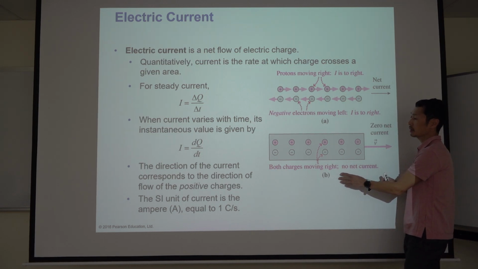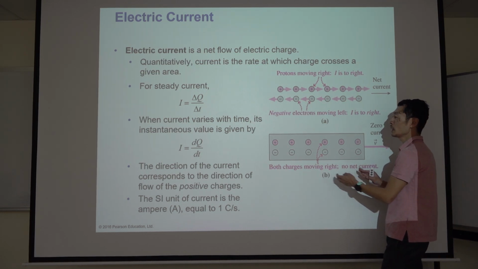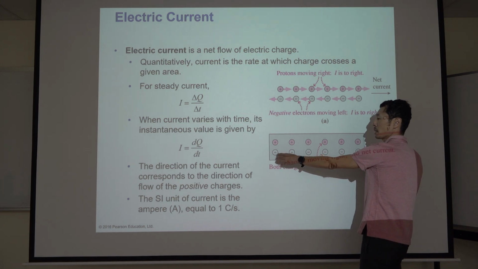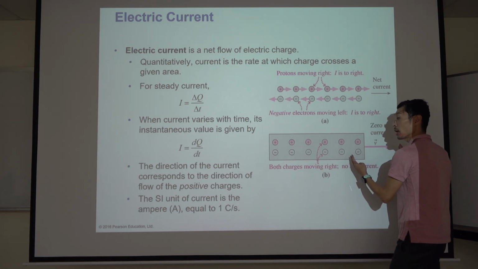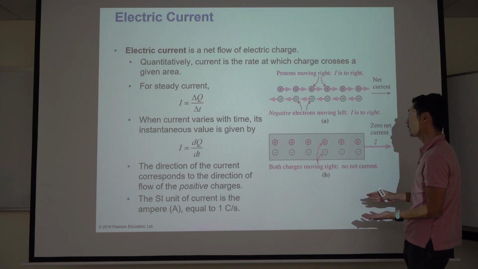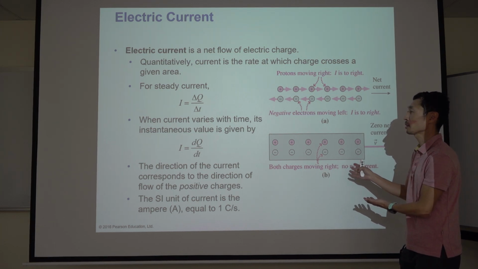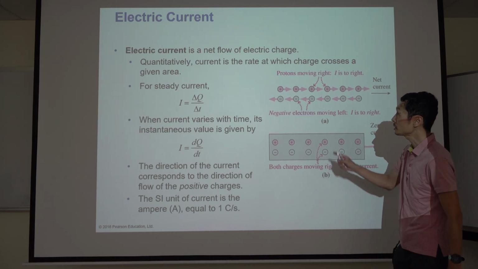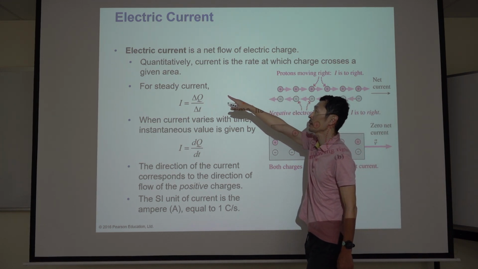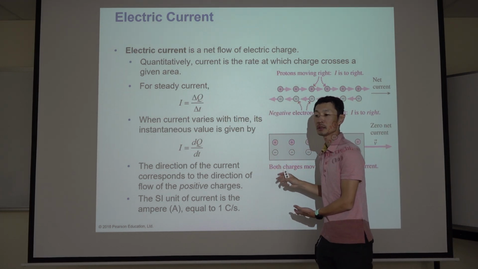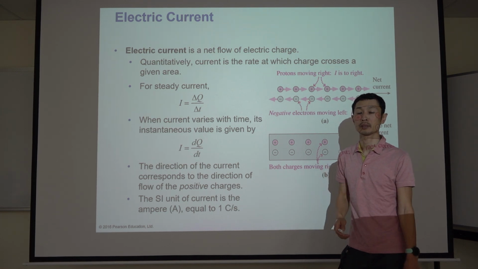Let's also take a look at example B. If both charges, plus and minus, are moving towards the right, there's no net current, because the net charge through a given area is zero. So in this case, there is no net current.